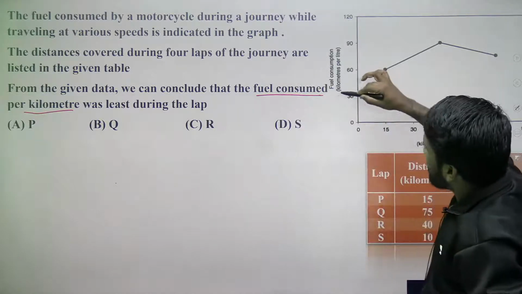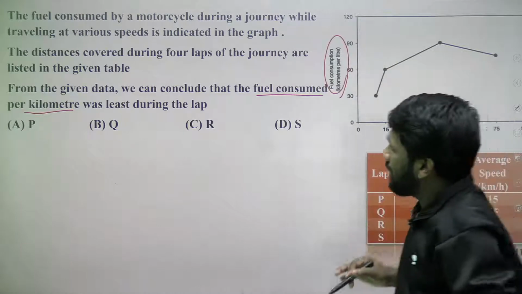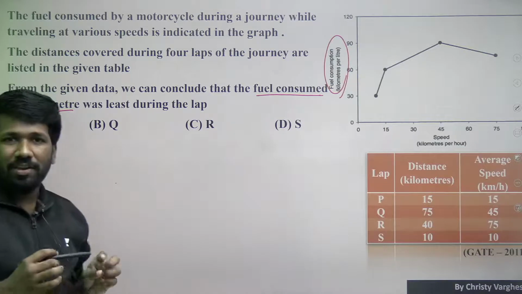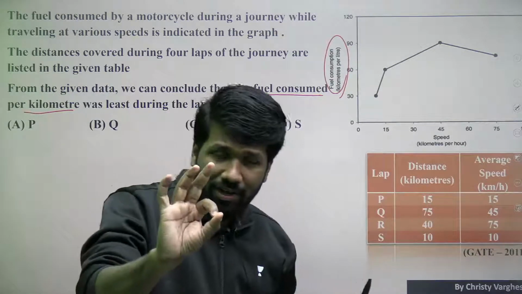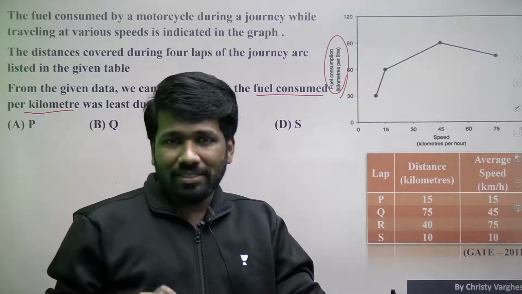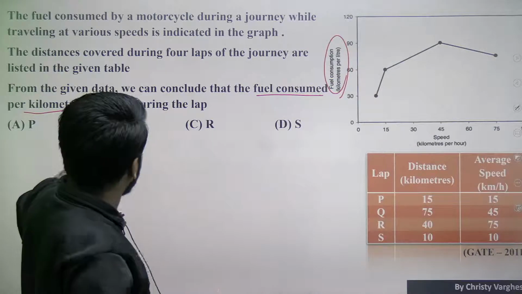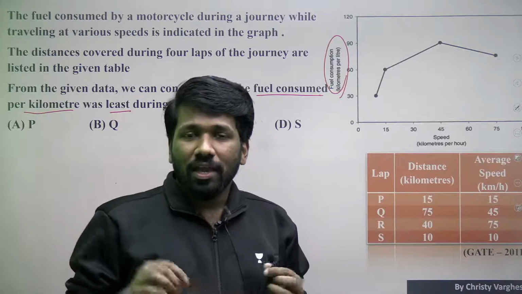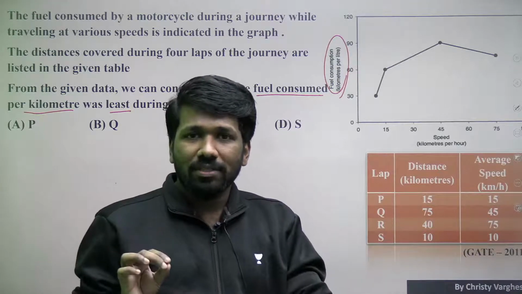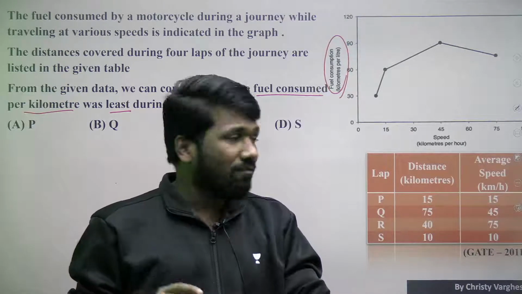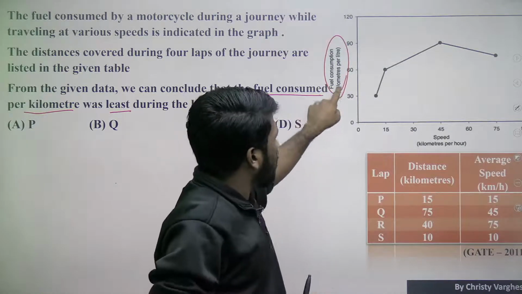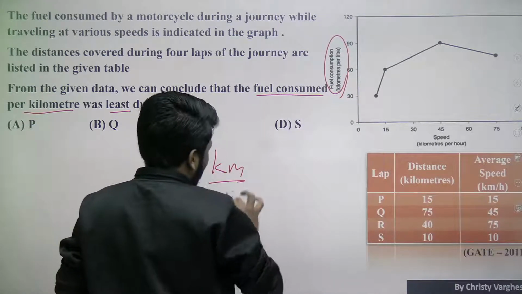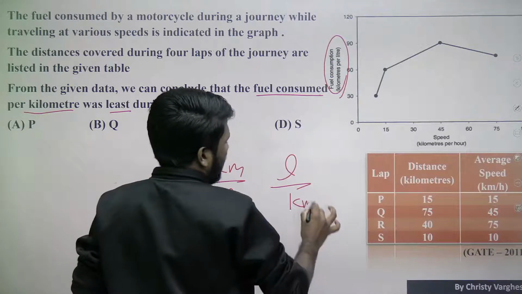This is fuel consumed in kilometer per liter, but the question is asking fuel per kilometer. Fuel per kilometer means the maximum or minimum fuel needed to travel 1 kilometer. Here it is the least. So minimum fuel to travel 1 kilometer means we need to know for which one kilometer per liter is maximum. If kilometer per liter is maximum, liter per kilometer will be minimum.